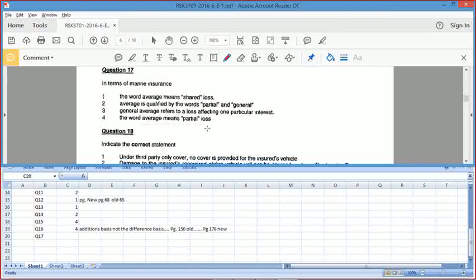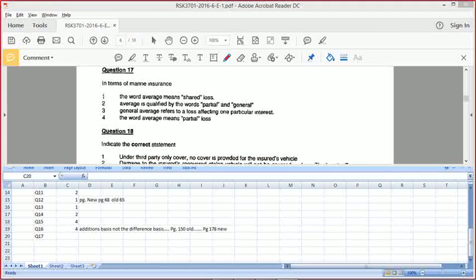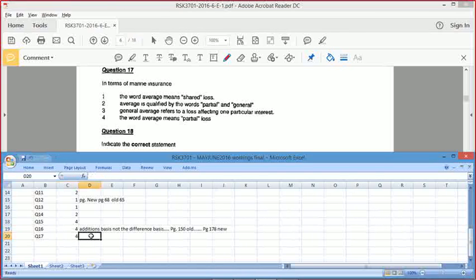Right, question 17. In terms of marine insurance, the word average means shared loss. Average is qualified by the terms partial or general. General average refers to loss affecting one particular interest. The word average means partial or... Okay, I'm going to have to check this. I'm not too sure. Let's look at marine loss. Okay, here's marine. I've got particular average. They said the word average means shared loss. General average refers to a loss which is partial when looked at from the total at-risk value of the venture. So that's general average. The word average means partial loss. Option number 4. Okay, yeah. It's on page 57.